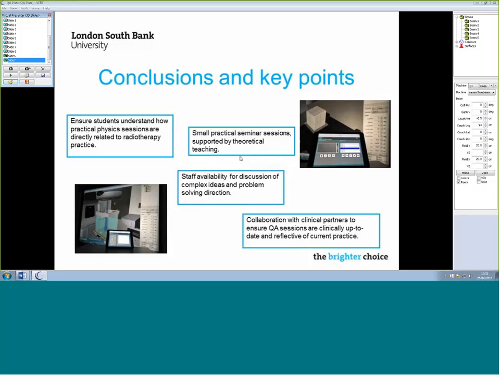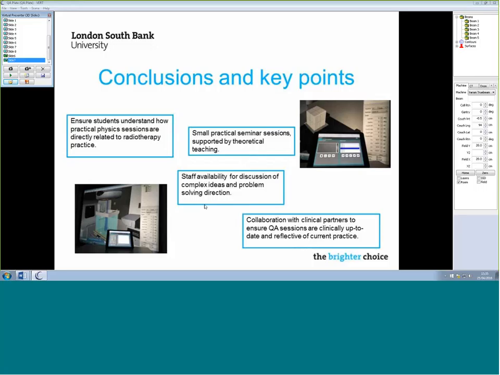We've always acknowledged that smaller practical seminar sessions are ideal. They like to work in small groups where they can learn off each other and spend some time problem solving with each other. We've also had a variety of students from different placements in the same teaching session, so that they can learn how things are done in different clinical departments as well.